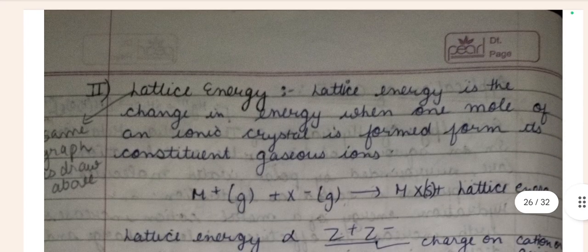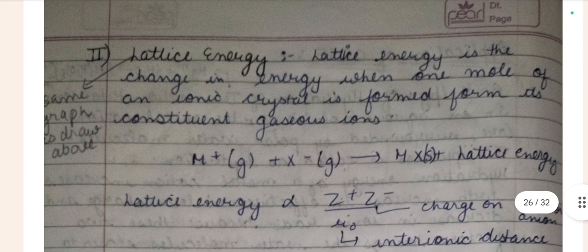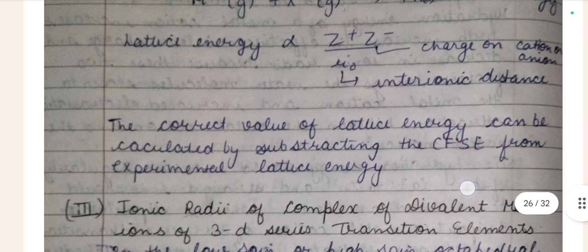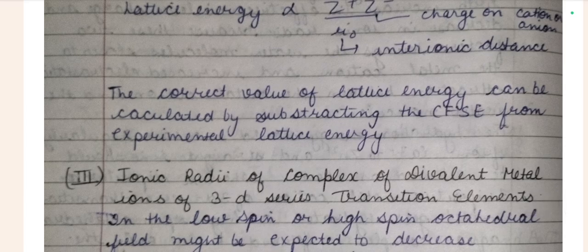Lattice energy. Lattice energy is the change in energy when one mole of an ionic crystal is formed from its constituent gaseous ions. The correct value of crystal lattice energy can be calculated by subtracting the CFSE from the experimental lattice energy.